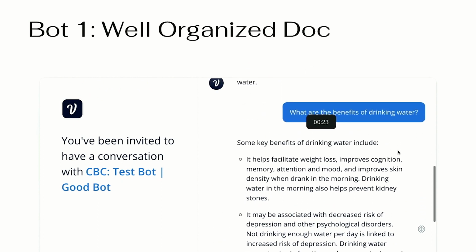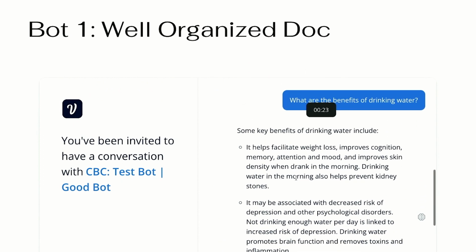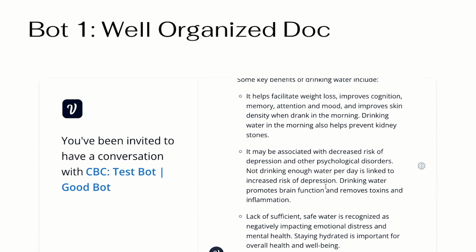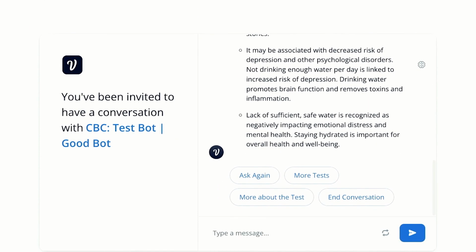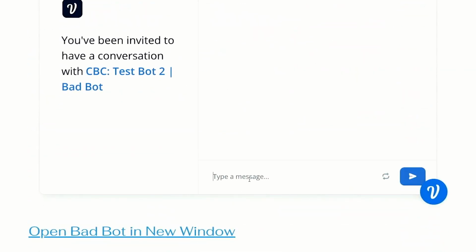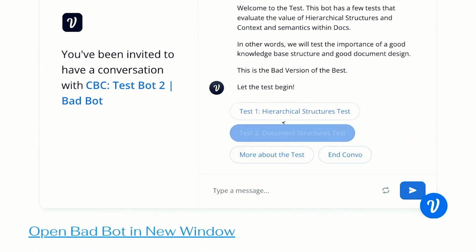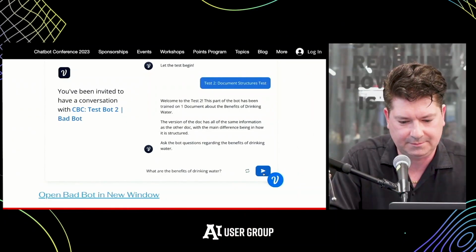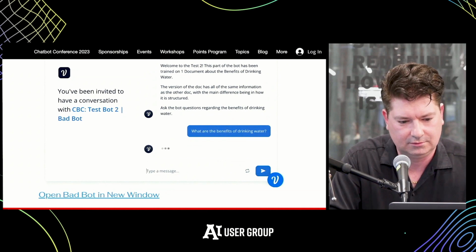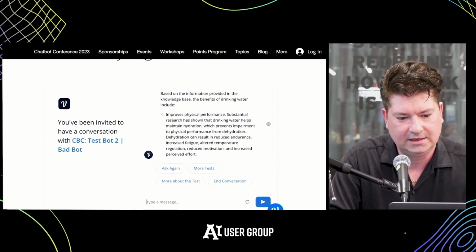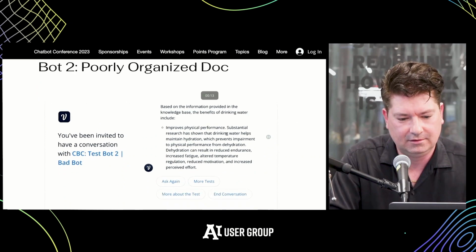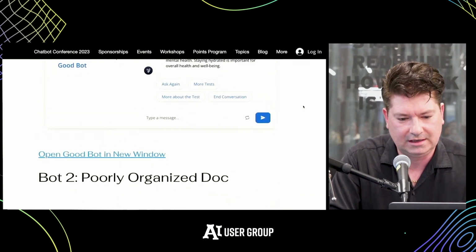So it gives you a bunch of benefits. Some of the key benefits: weight loss, decreased depression. You can see how good these answers are. I mean, this is really a high quality answer. So let's compare both of them. So it just gave us one of them, okay? Same exact article. Now it's giving you less.